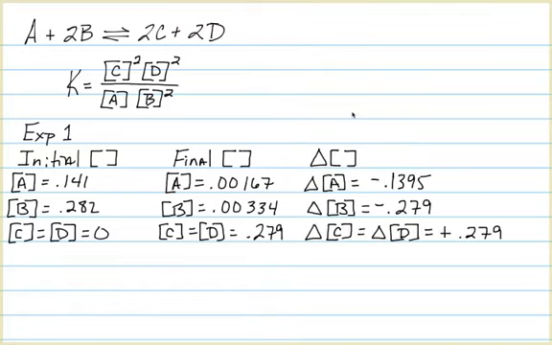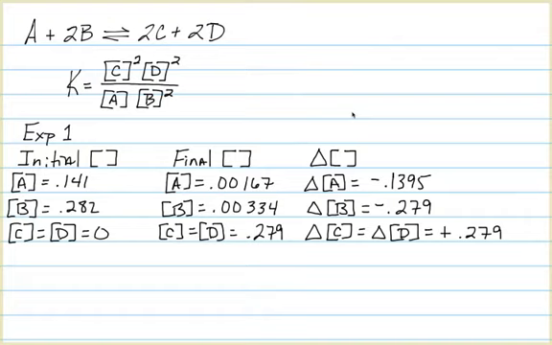In this reaction, we can see that the changes in concentration correlate to our coefficients. If the drop in concentration of A is negative 0.1395, then we should see a corresponding decrease in concentration of B of 0.279, which is double the value of 0.1395. And that's because of the 1:2 ratio in our balanced equation.